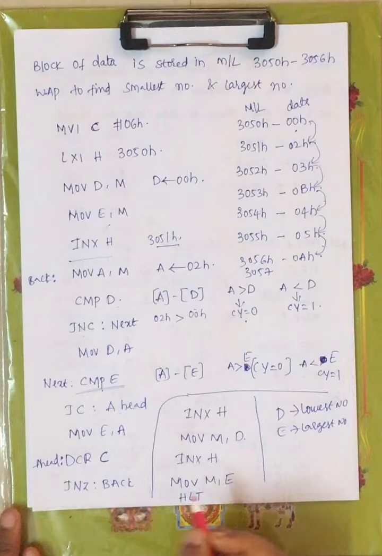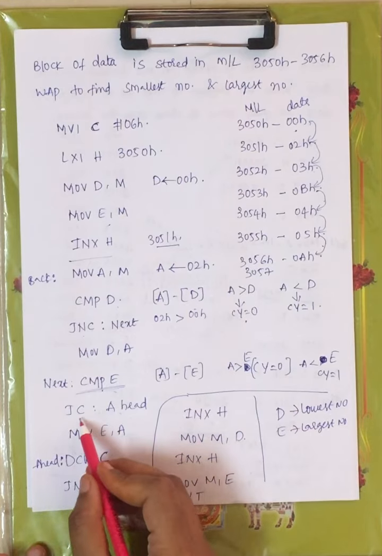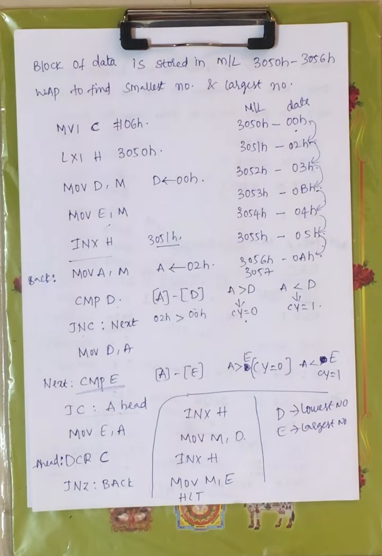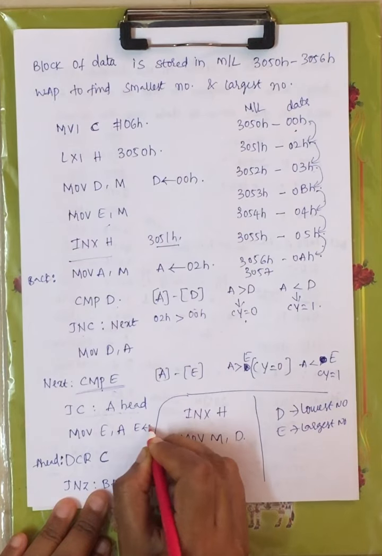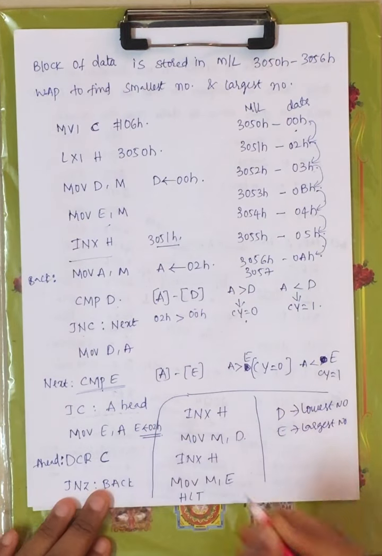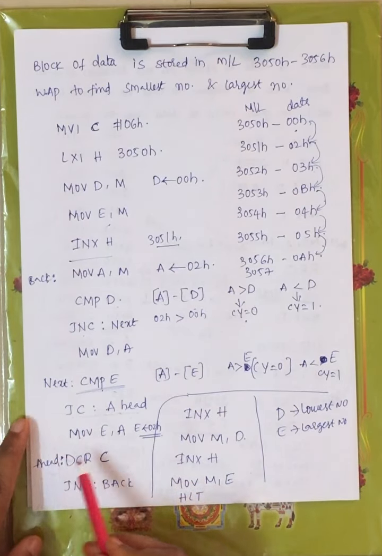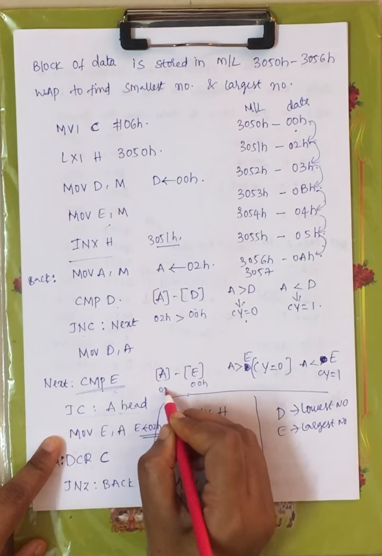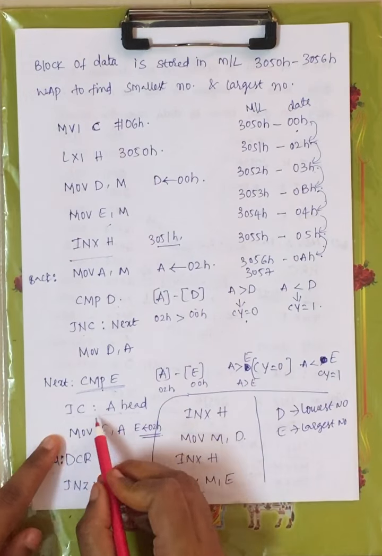Now the head will be here. Upon comparison, here also you won't get carry, right? Now it won't skip this instruction, move E comma A. That means what are the contents of A? A is 02H, that is moved to E register, right? If there is a carry, directly it will jump to this instruction. Now here, what are the contents of E? Again the same thing, 02H. Now A is greater than E, carry will be 0, right?